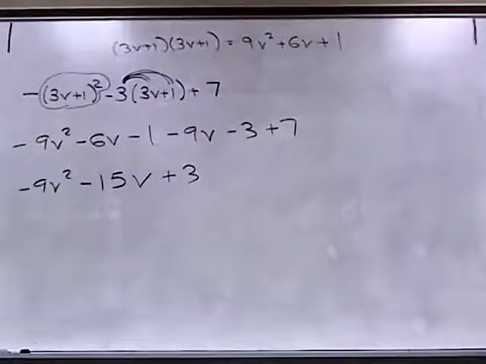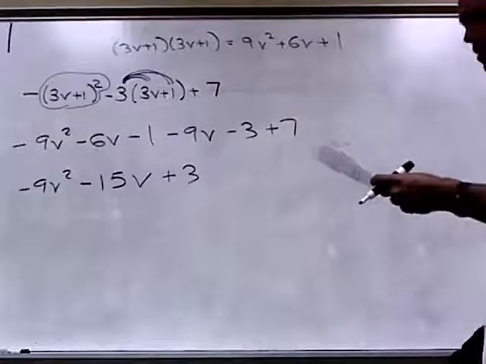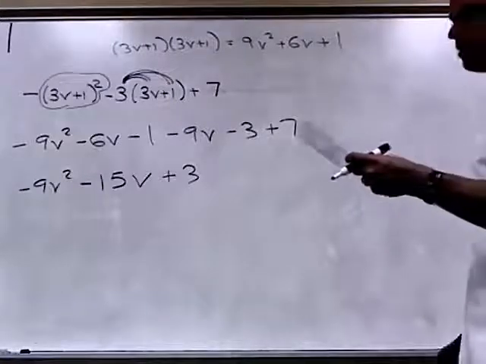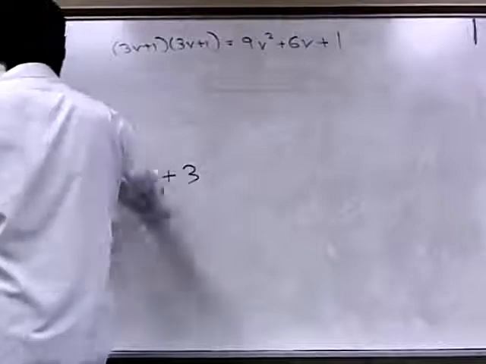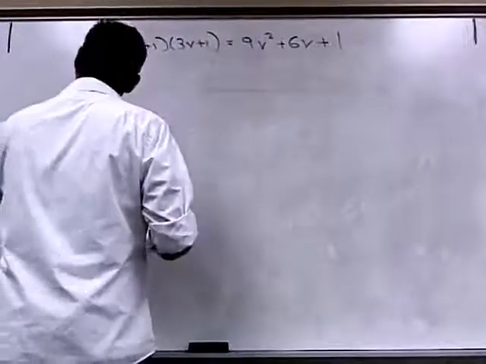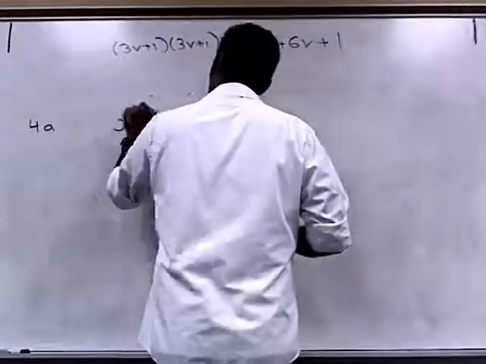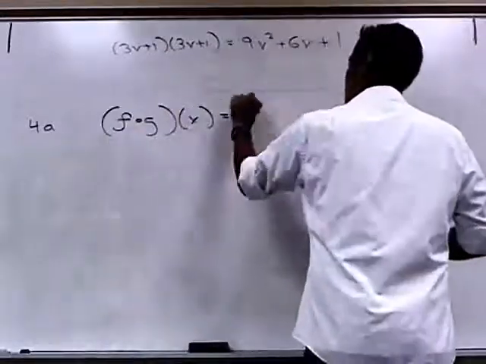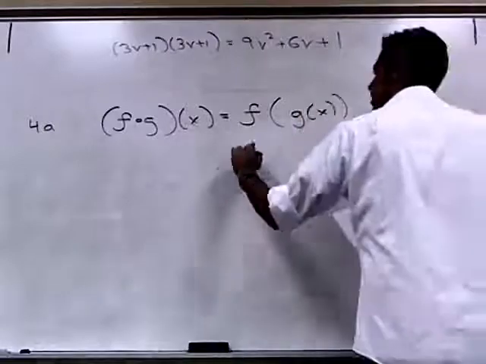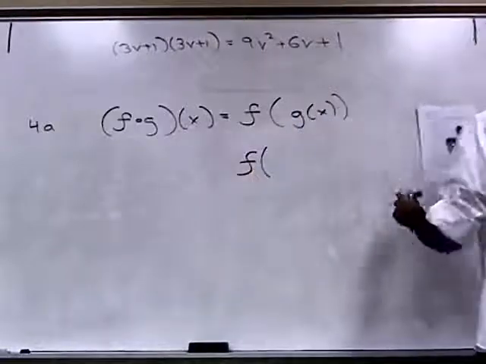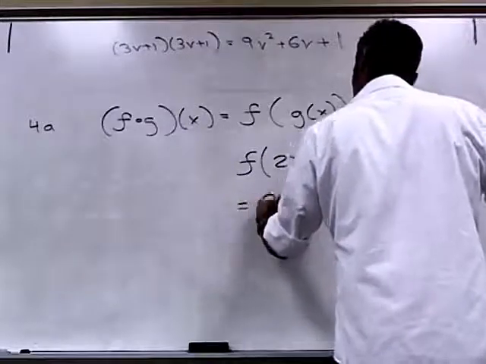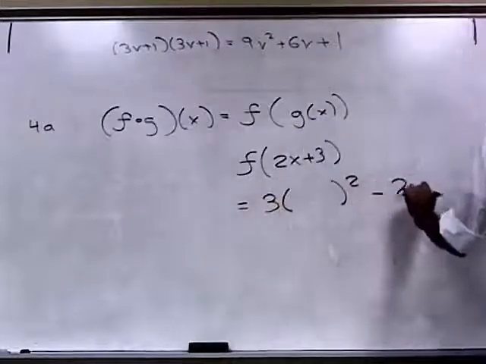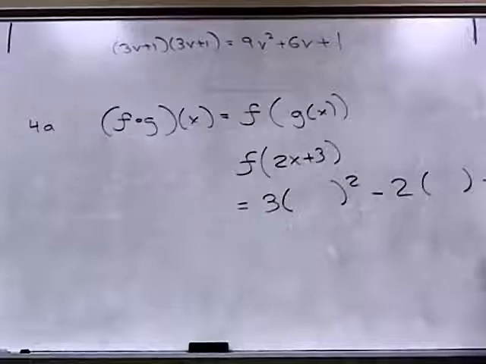Number 4. Find and simplify f of g of x and g of f of x. So f composed with g and g composed with f. So for 4a, I'm going to take f of g of x, which means you take f and inside of it you plug in g. But what's g in this problem? 2x plus 3. That gets plugged into f, but what's f? It's 3x squared, so I'm going to take all those x's and replace them with the 2x plus 3.